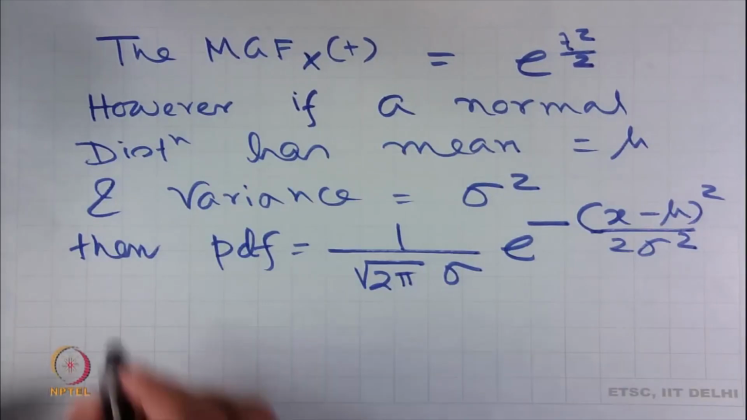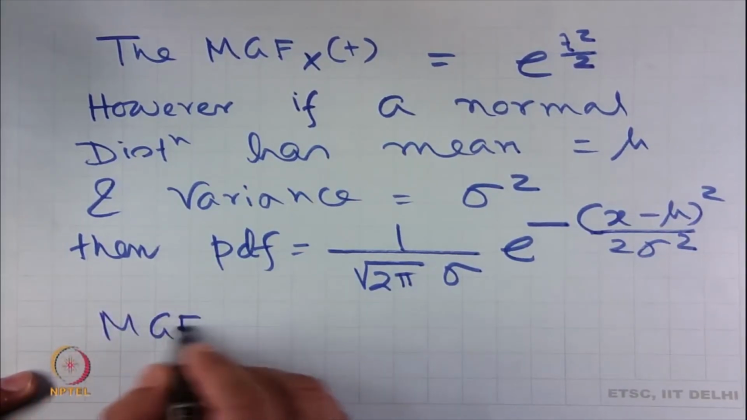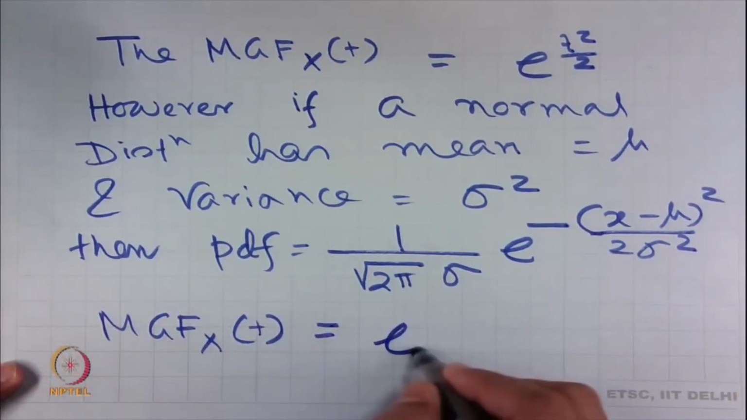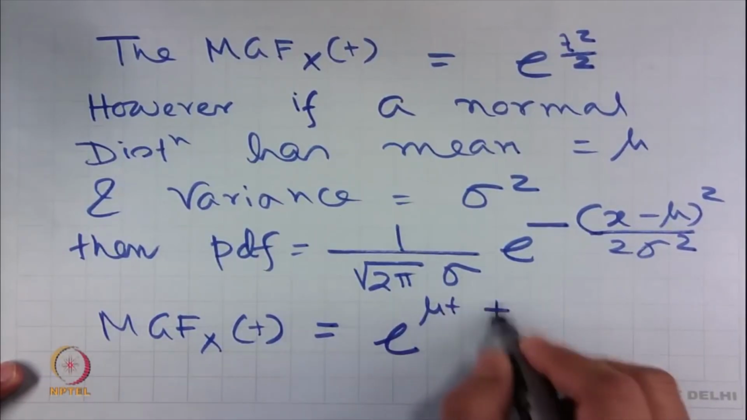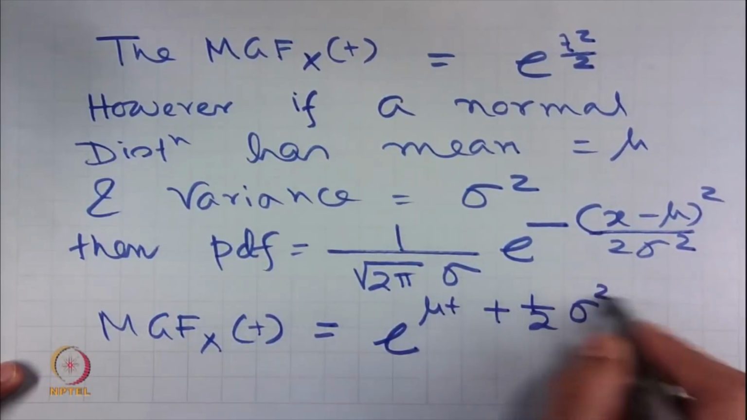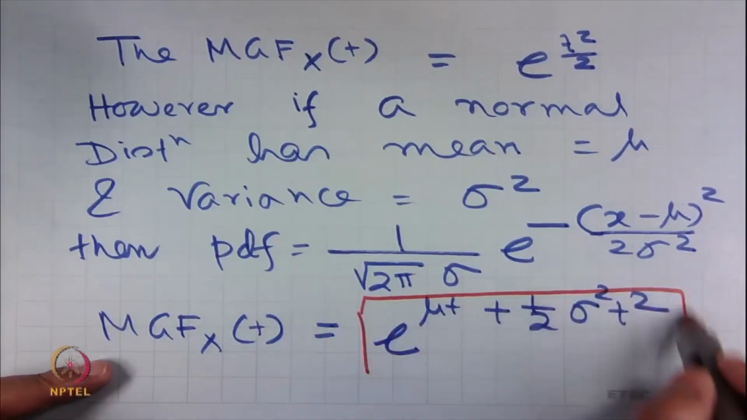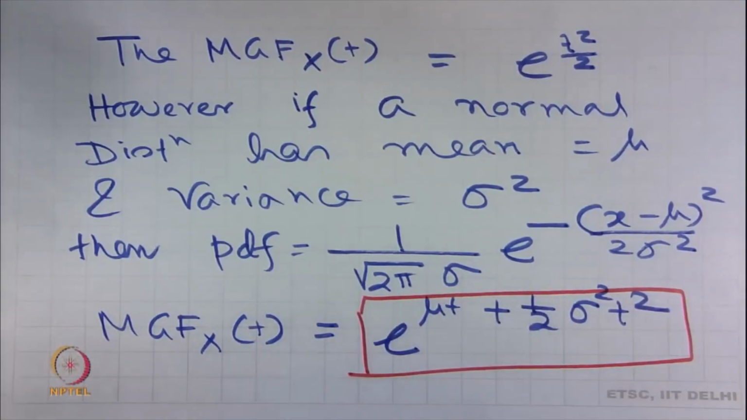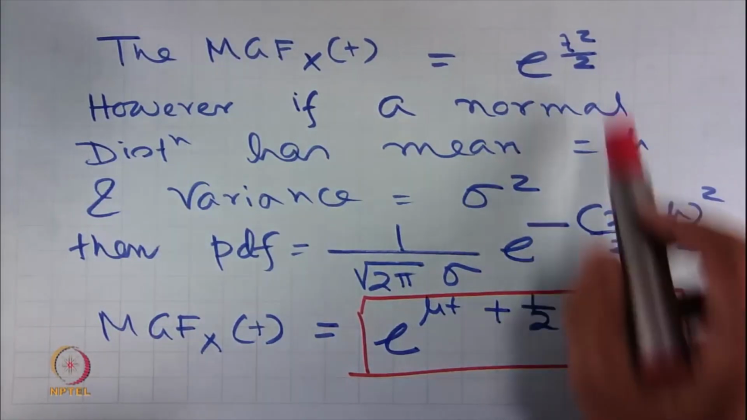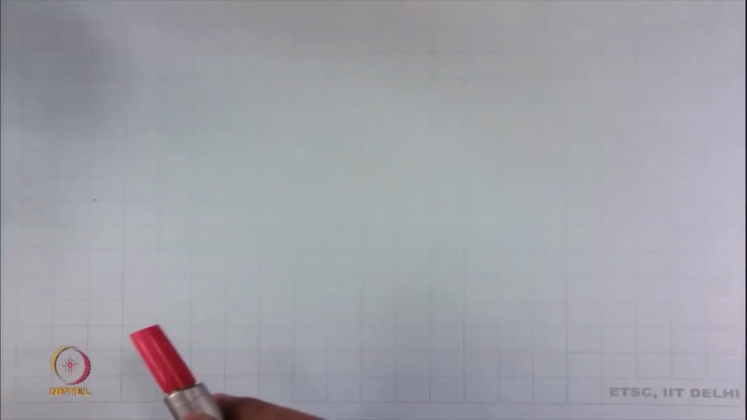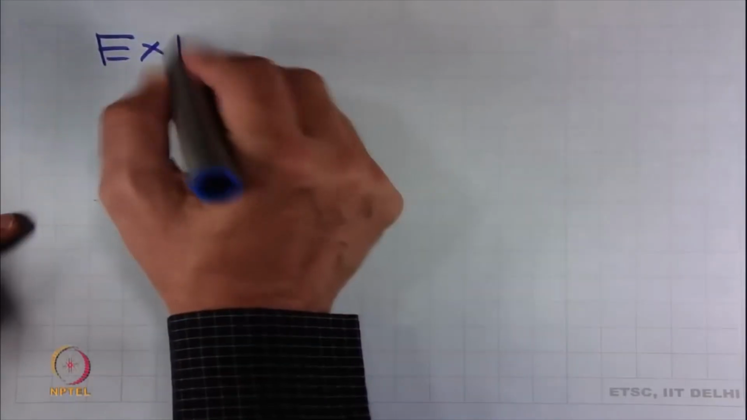In this case, the MGF is going to be e to the power mu t plus half sigma square t square. If you put mu equal to 0 and sigma square equal to 1, you get the moment generating function for the standard normal random variable. Our next focus is on the exponential distribution.